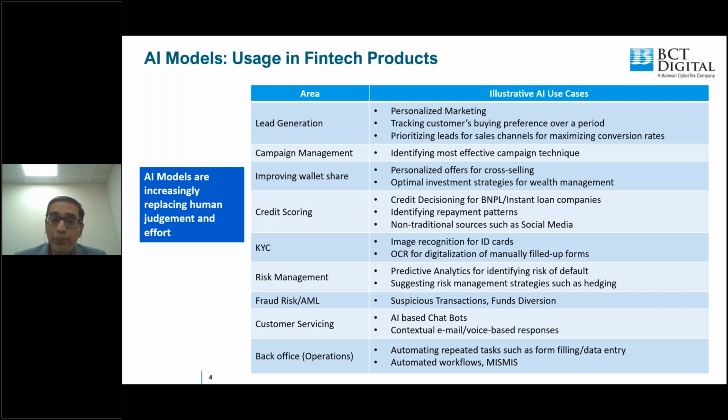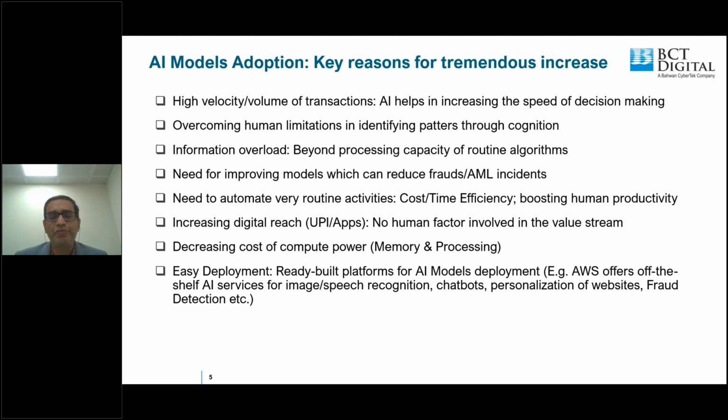Then AI has also percolated down to the customer servicing part, where it is being used for chatbots, contextual emails, voice-based responses, and so on and so forth. Then lastly, in the back office and operations part, AI is being used for repeatedly automating tasks such as form filling, data entry, automating workflows, MIS, and so on and so forth. So in short, AI is being used at multiple places. Various use cases have cropped up in the recent past, which is a good thing. But it has its own flip side as well. What is the flip side, we'll see in a bit.